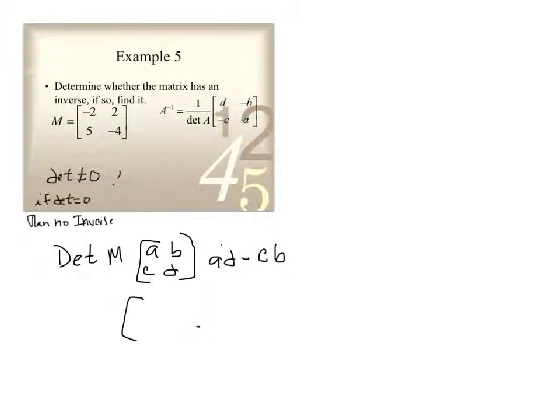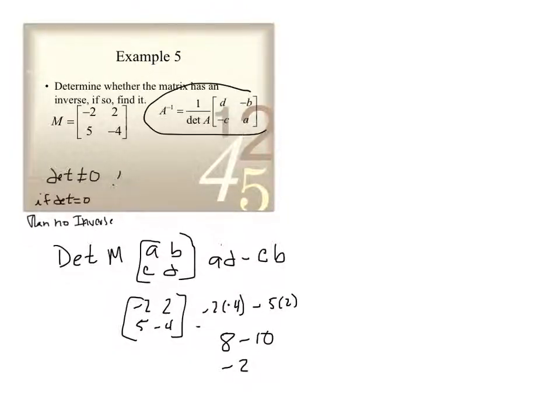So our matrix is negative 2, 5, 2, negative 4. So the determinant is negative 2 times negative 4 minus 5 times 2. So when I multiply these together, I get a positive 8 minus 10, so I get negative 2.